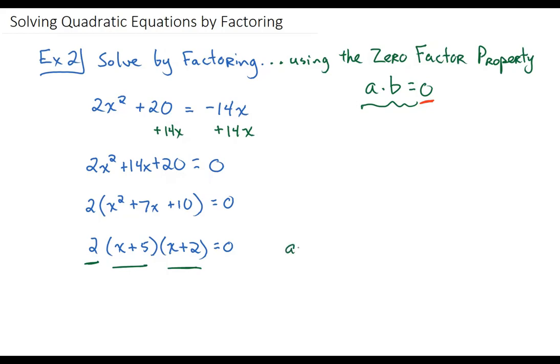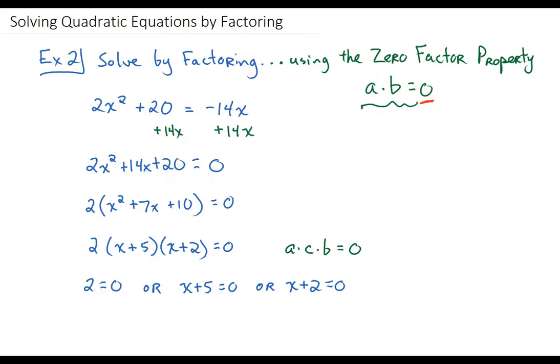But logically speaking, our zero factor property can be applied to any number of factors. If a times c times b, if all of that multiplies together to give us 0, then one of those has to be 0. So we can set each one of those factors equal to 0. So back to the equation, what that tells us is that we can say 2 equals 0, or x plus 5 equals 0, or x plus 2 equals 0.